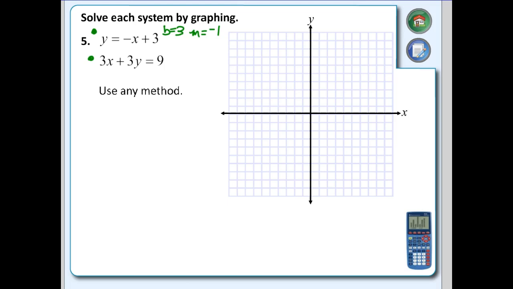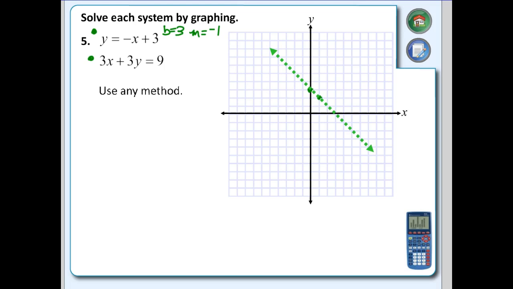So positive 3 on the y-axis, we go up to 3. But my slope's negative this time, so we're going to fall 1, right 1. And so there's my line. So let's go ahead and connect the dots. And when I connect the dots, there's my line.